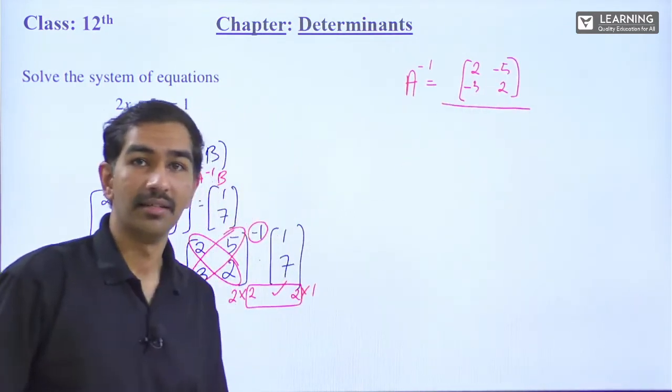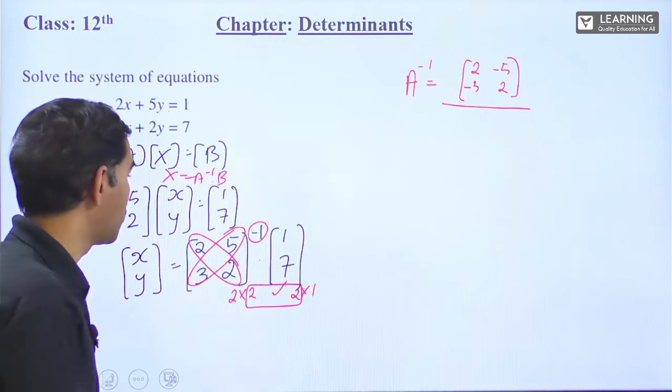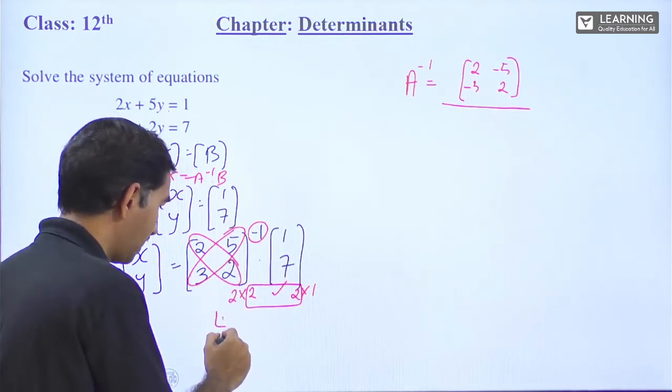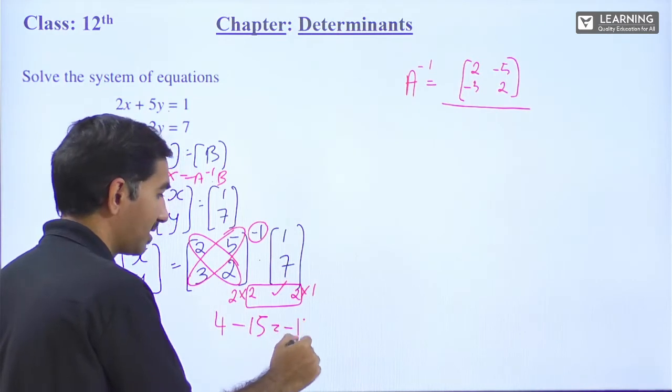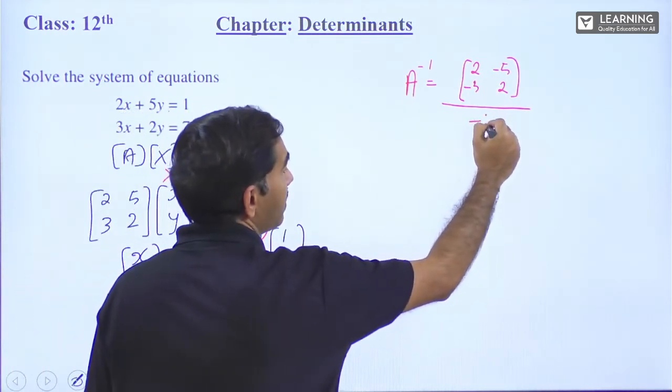Adjoint of A is done. Divided by determinant of A. So what is the determinant here, students? So that will become 4 minus 5 3 is 15. So that is equal to minus 11. So this is minus 11.